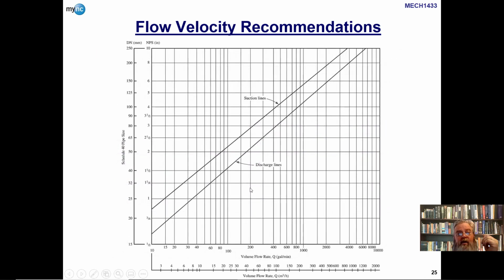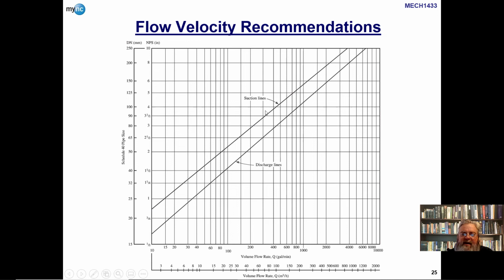There's another one here in MECH. There's a figure in Chapter 6. And look, it's for a Schedule 40 pipe, either in NPS, US units, or in millimeters, diameter nominal or nominal pipe size. So basically pipe size in millimeters or inches nominal. And we have these two lines.